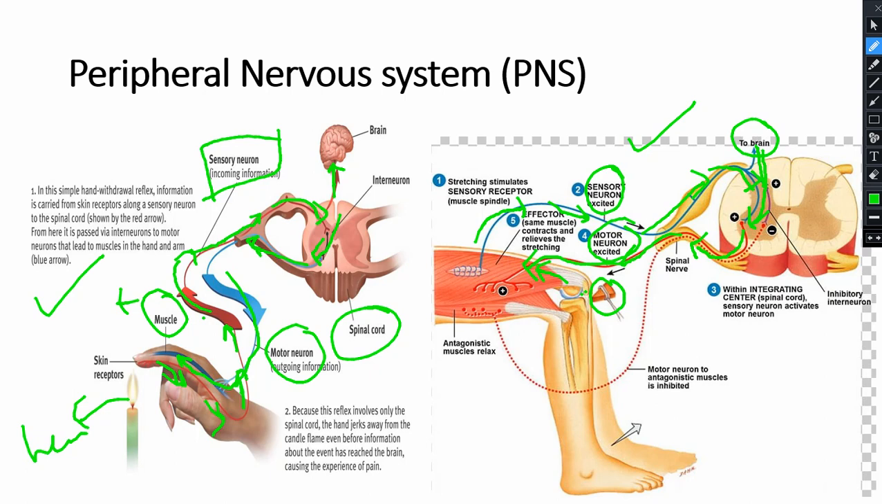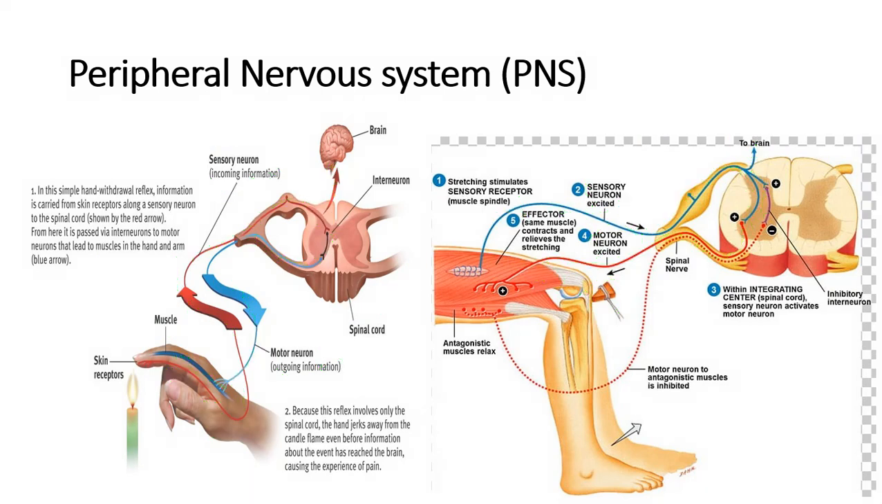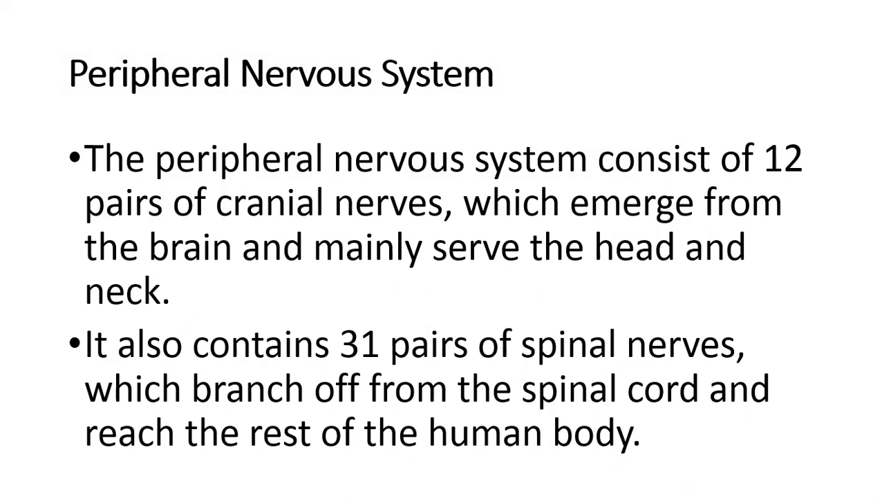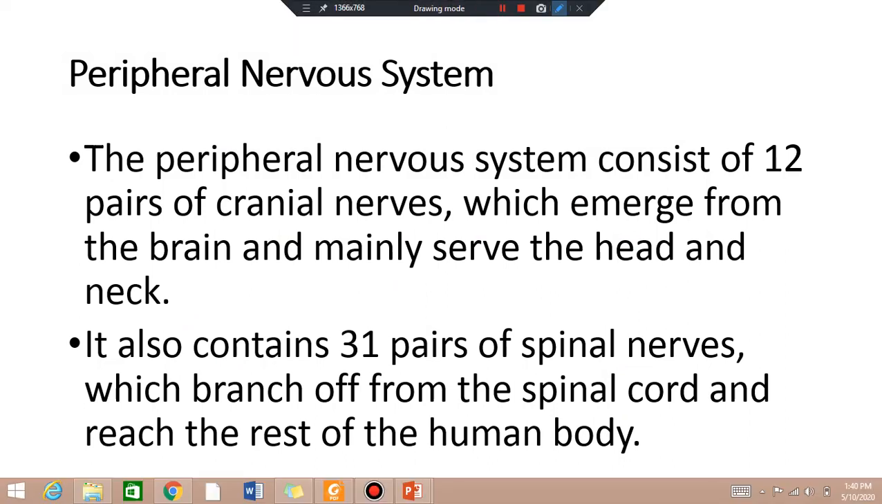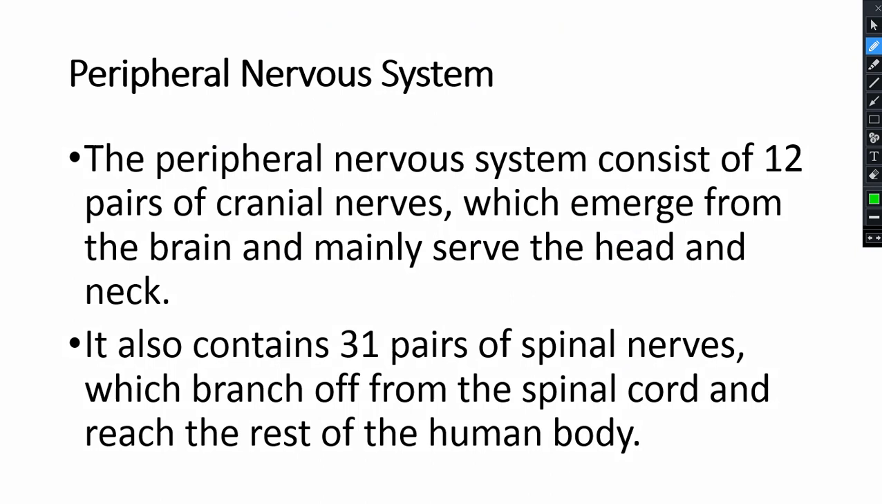Okay, so this is how the sensory and motor neurons are working in the peripheral nervous system, and this is how the peripheral nervous system is working as a whole. Now, the peripheral nervous system consists of 12 pairs of cranial nerves which emerge from the brain and mainly serve the head and neck. It also contains 31 pairs of spinal nerves which branch off from the spinal cord and reach the rest of the human body.